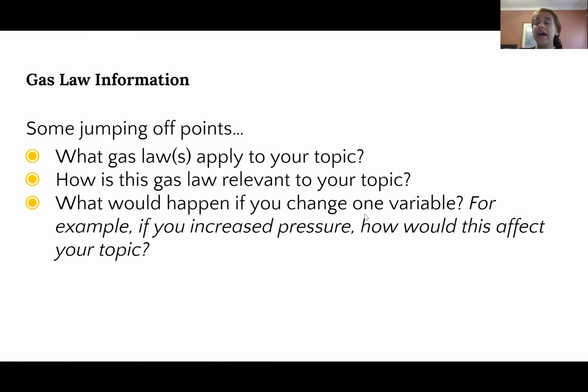If you increase pressure, how's that going to affect volume? If you increase temperature, how's that going to affect pressure? You can mix and switch with all the variables. So just make sure you're including these three things essential to your project.